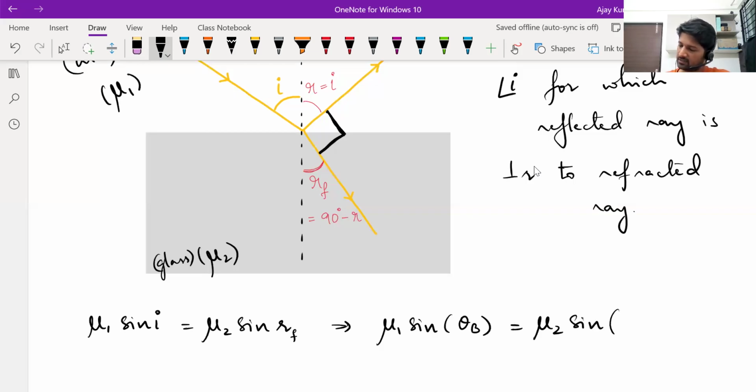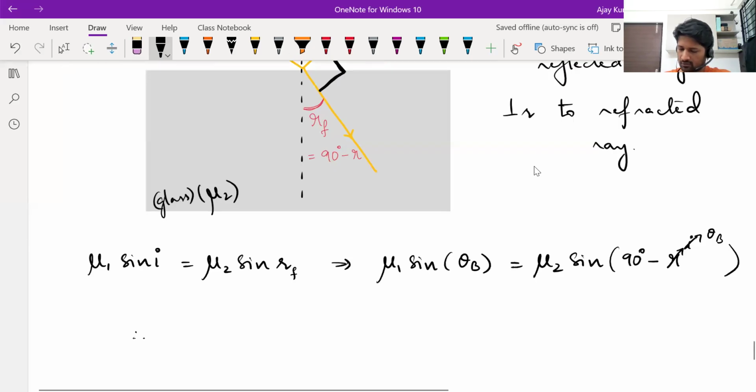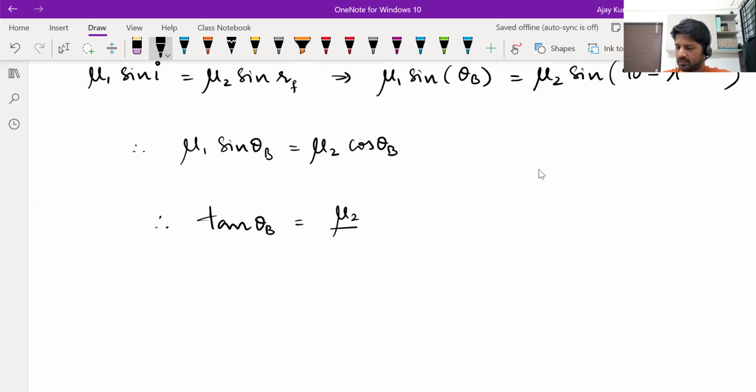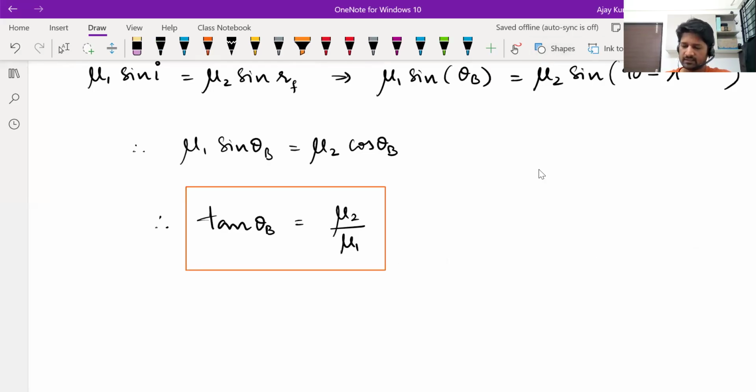Now what is angle of refraction here? 90 degrees minus angle of reflection. Angle of reflection is same as angle of incidence, which is the Brewster's angle that we are talking about. Therefore, mu1 sin theta b should be equal to mu2 sin of 90 minus theta b, which becomes cos theta b. Keep the theta terms on one side. You get tan of Brewster's angle is mu2 divided by mu1. So the angle is tan inverse of mu2 by mu1.